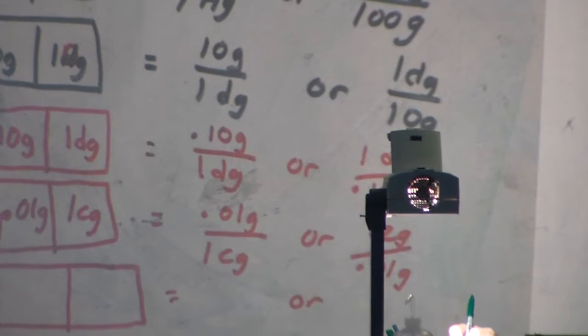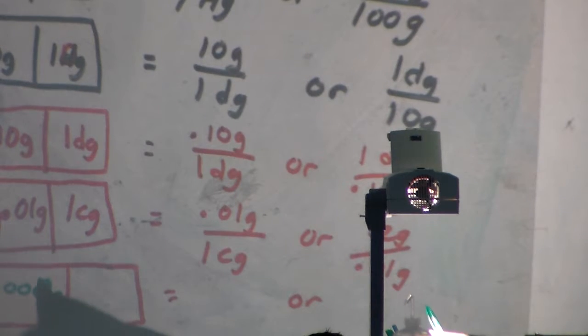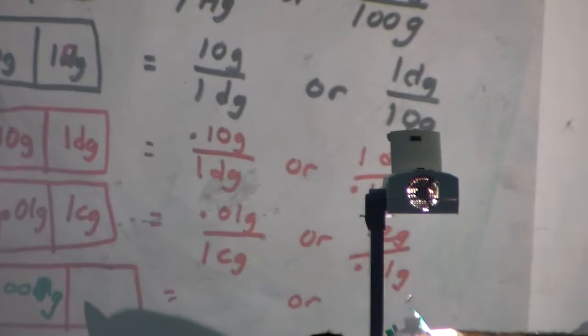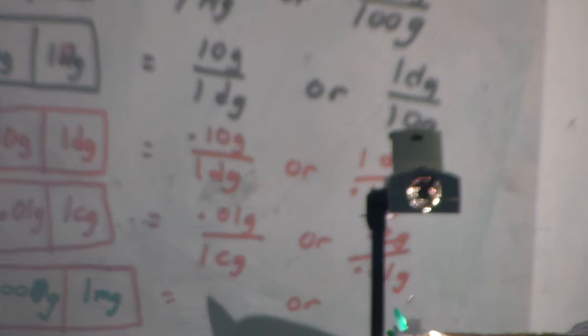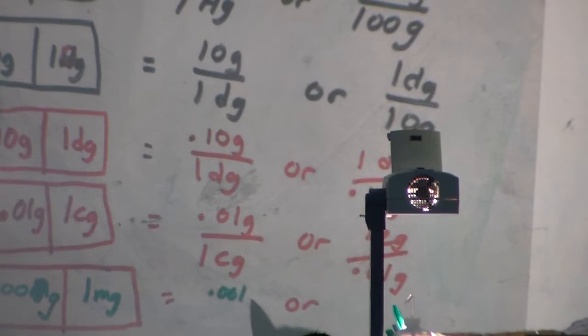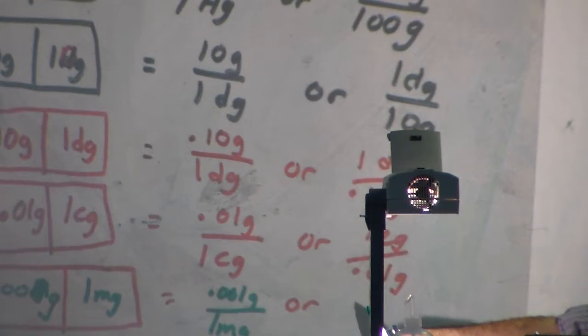Okay, what goes in the first block? 0.001 grams. And then in the second block? 1 milligram. Okay, Michelle, what's one of the fractions? 0.001 grams over 1 milligram. Very good. Or it could be written as what, Jeremiah?